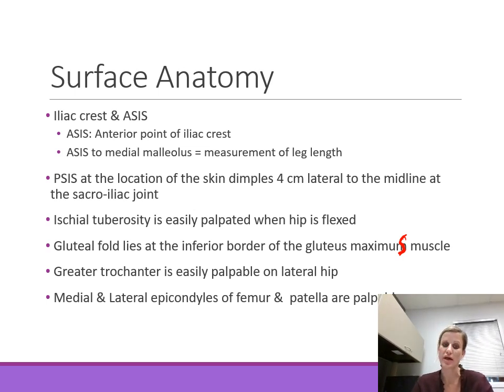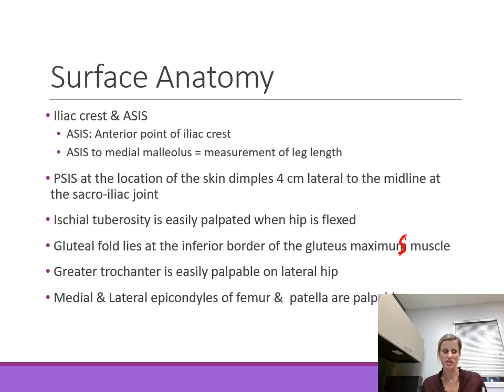The greater trochanter is easily palpable. The greater trochanter is a kind of large lateral process on the proximal femur, the top of the femur. Again, it's on the lateral hip. It's easy to palpate. If you can't figure out exactly what structure it is, lie on your side on a hard surface. So if you lie on the floor or on something hard on your side, that point in your hip that hurts, that's pressing into the ground, that's where the greater trochanter is.